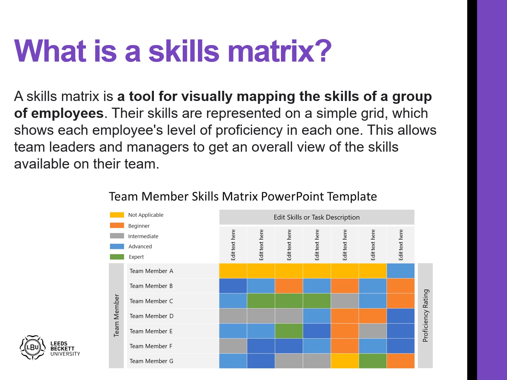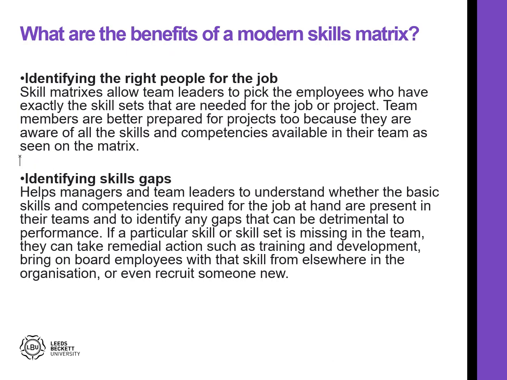And this will give you a feeling of what you need to do with staff development. So their skills are presented on a simple grid which shows each employee's level of proficiency in each element. This allows team leaders and managers to take an overall view of the skills available on their team. It helps us identify the right people for the job. So when a job comes up, you know who to go to help do that job.